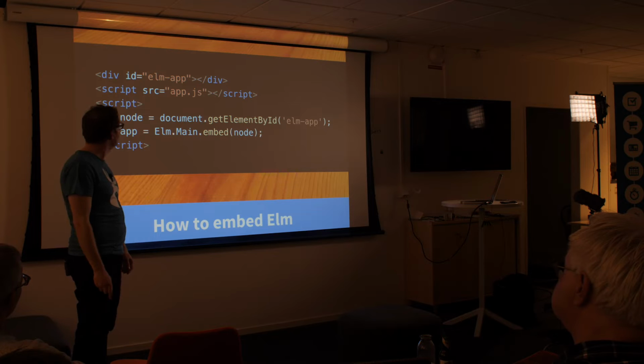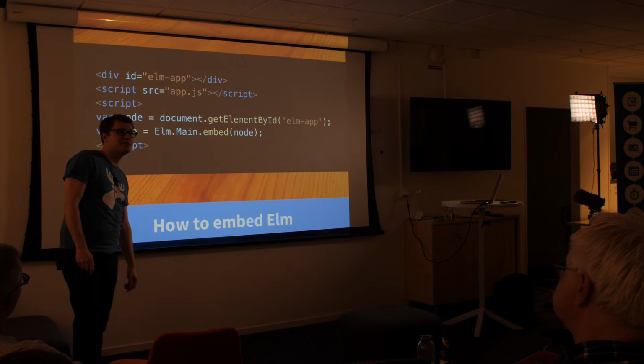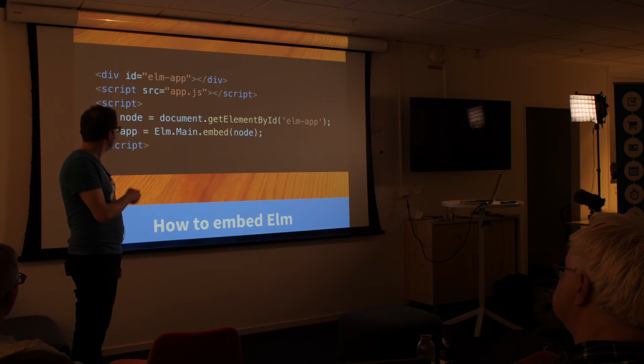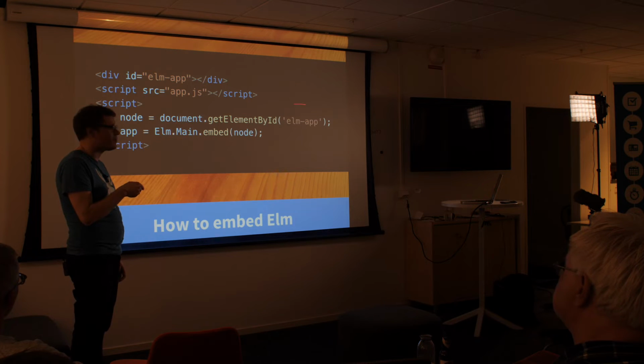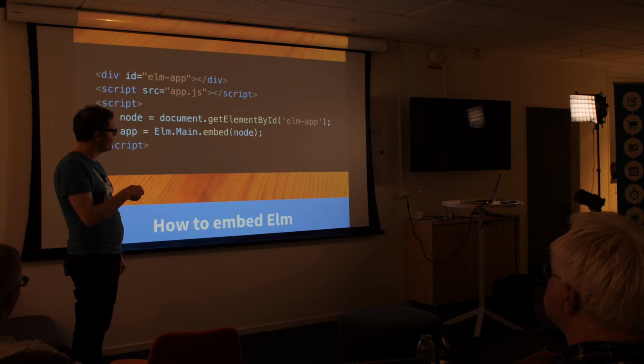How do you do that? You have some kind of element in your DOM, in this case div id elm-app. You include your JavaScript file app.js, and then you fetch the element from the DOM, and you embed by writing Elm dot and then the module name, and the default module name is Main dot embed, and then your node that you fetched from the DOM.